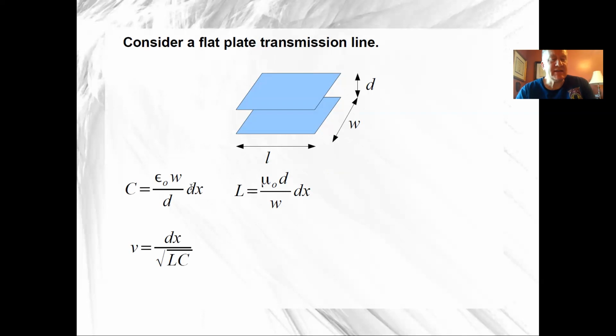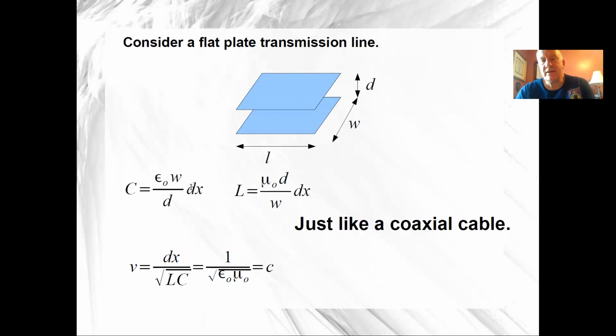Don't forget, the velocity will come out to be equal to dx over the square root of LC, just like a coaxial cable, right? So we end up with 1 over the square root of epsilon naught mu naught is equal to c, which is the velocity of light.